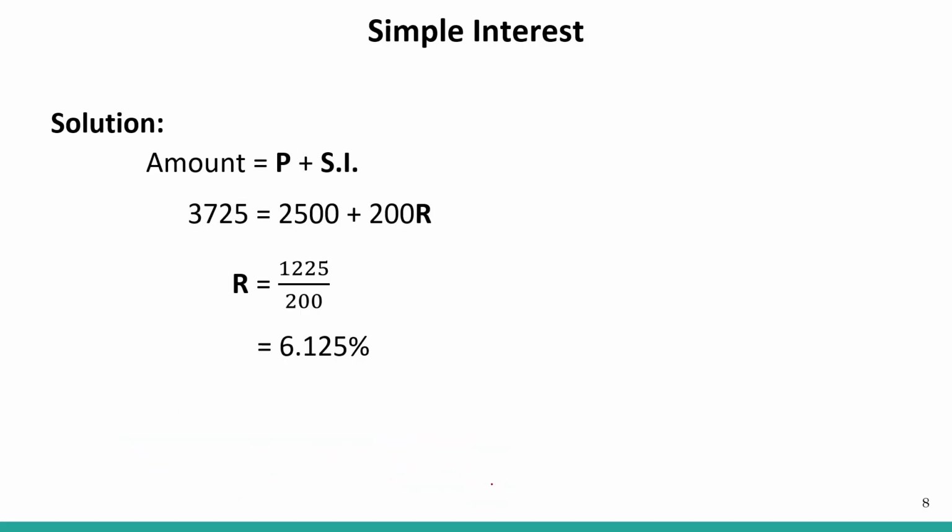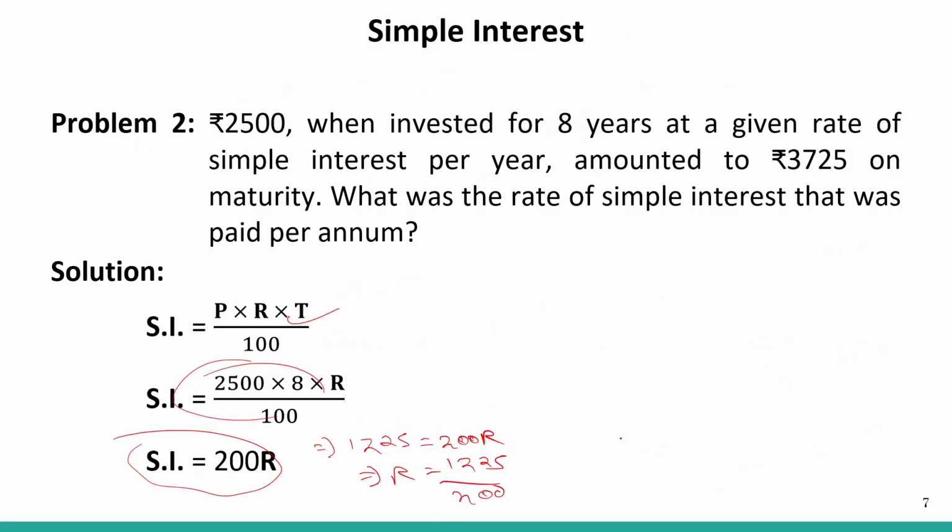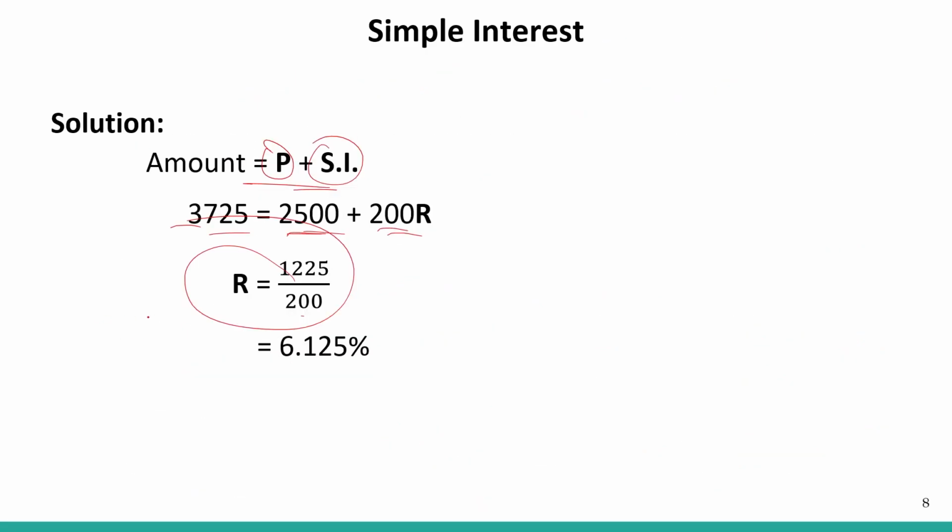Okay, so amount is equal to P plus SI, that is 3725 is equal to 2500 plus 200 R. So it will be 1225 by this much, and what we have written here is 8 into 25. 8 into 25 is nothing but 200. So this is where we have come together. Both the methods are the same. So the correct and final answer is 6.125.